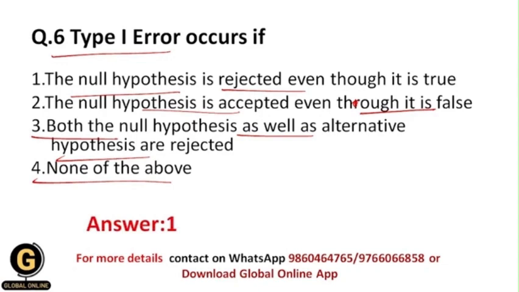As I have told you earlier in this video, whenever the null hypothesis is true but we still reject it, then in that situation type 1 error occurs. Okay, all of you getting? And that's why your correct answer should be 1.